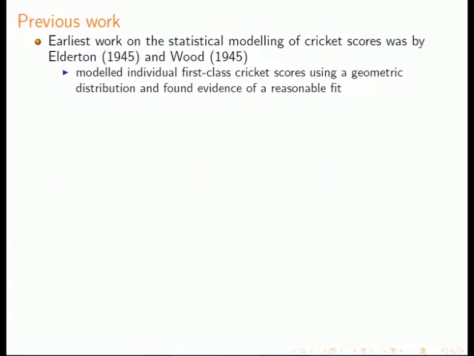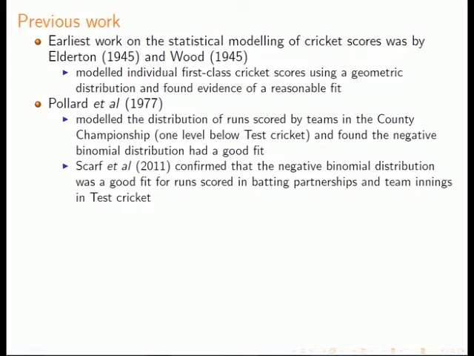So what's been done in this area? Well, I'm sure there's lots of stuff being done, but the key bits that we've looked at are some work just after the Second World War. These two people separately modelled cricket scores in first-class cricket, and they used a geometric distribution for the actual batting scores on different occasions. They said they found a reasonable fit. Well, we're going to dispute that. Pollard et al. looked at county cricket and found that a negative binomial distribution is a good fit. And that's what we'll find as well.